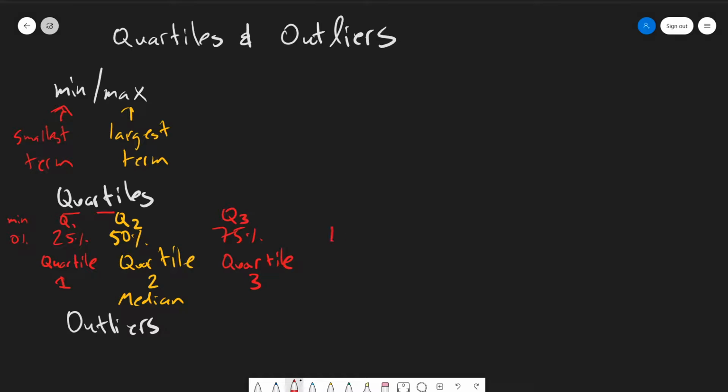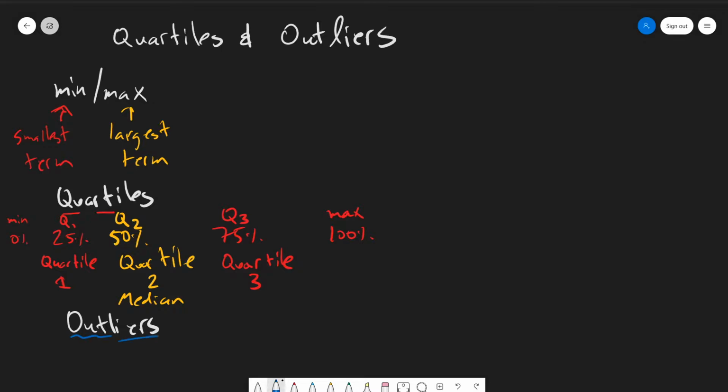And then that 100%, that's going to be our maximum. So we have a minimum, and it increases by 25%. Every 25% is one quartile. And that middle quartile, quartile 2, that's the median. If all those words didn't make sense, then we'll work with them some, and hopefully it'll make a little bit more sense. The other term we're going to look at is outliers.